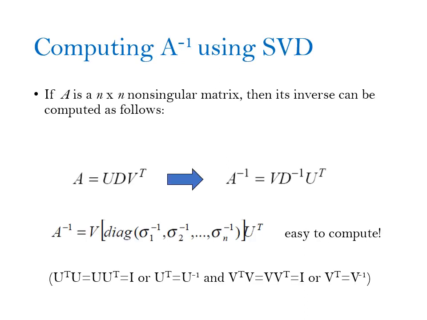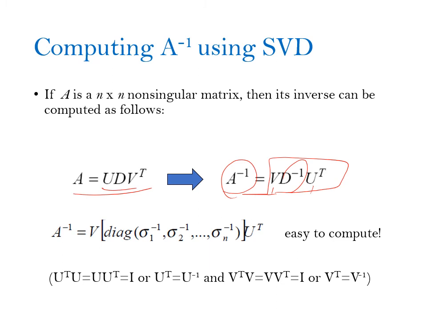It's possible also to compute an inverse of a matrix A using singular value decomposition easily without doing complex mathematics. So if A is an n by n non-singular matrix, then its inverse can be computed using this equation. We can decompose a matrix A into singular values, and applying the inverse on this matrix means applying the inverse on this. Since V and U are orthonormal, only the diagonal will be reversed.